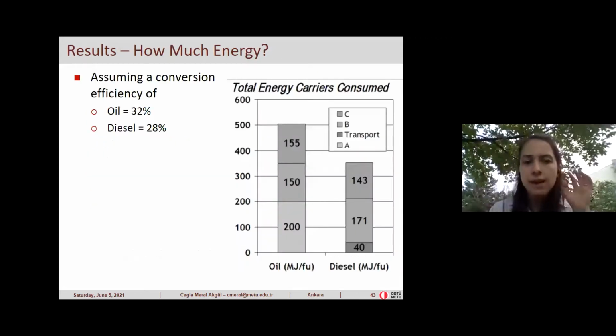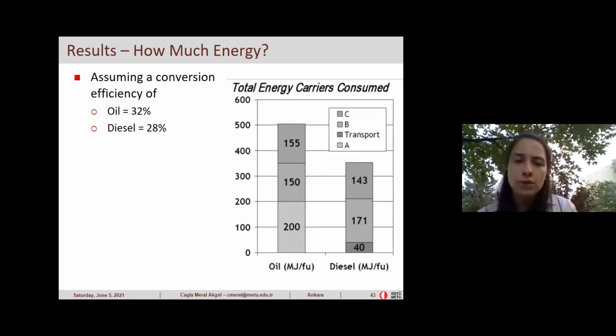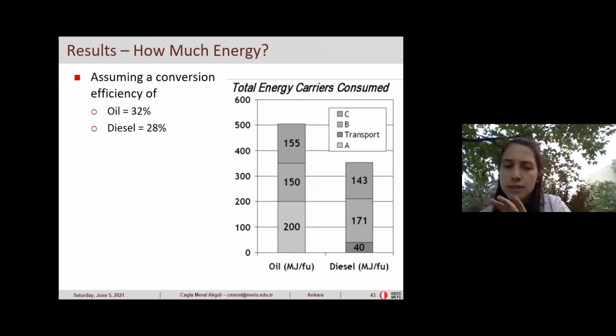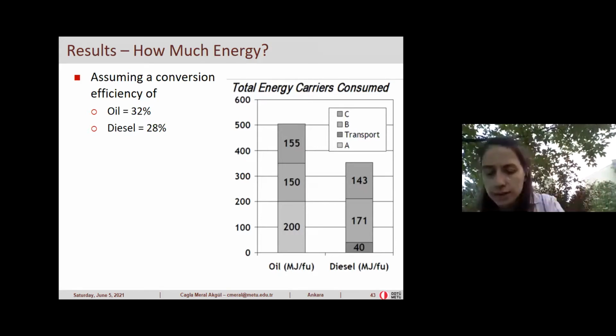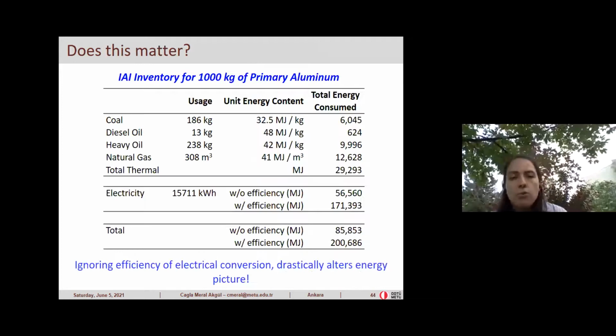So then let's assume conversion efficiency for oil is 32 and for diesel 28, okay? Then we can distribute this electricity now by including these conversion factors: 1 kilowatt hour, 49 kilowatt hours. We included that here and distributed it. Does this matter?